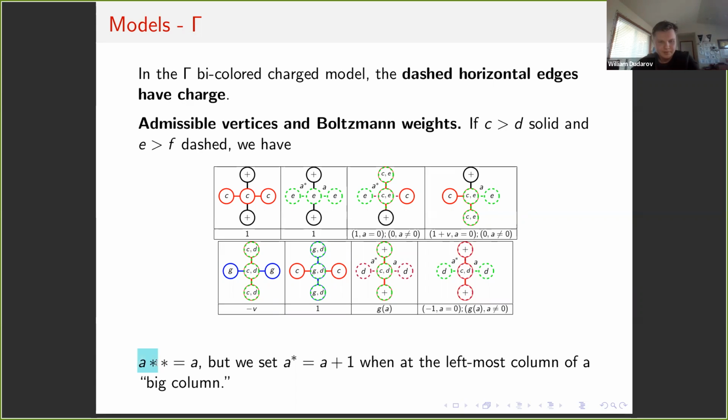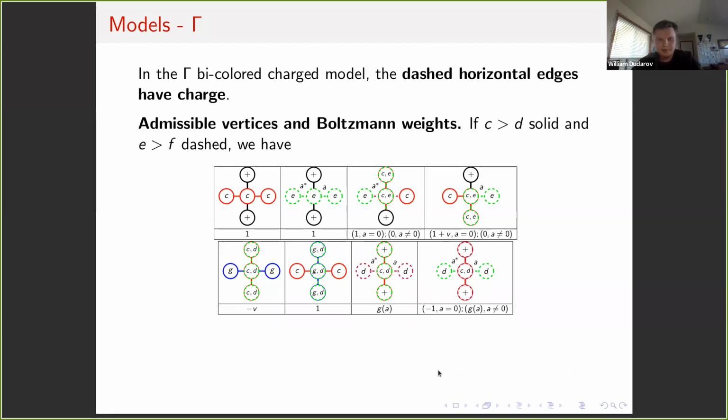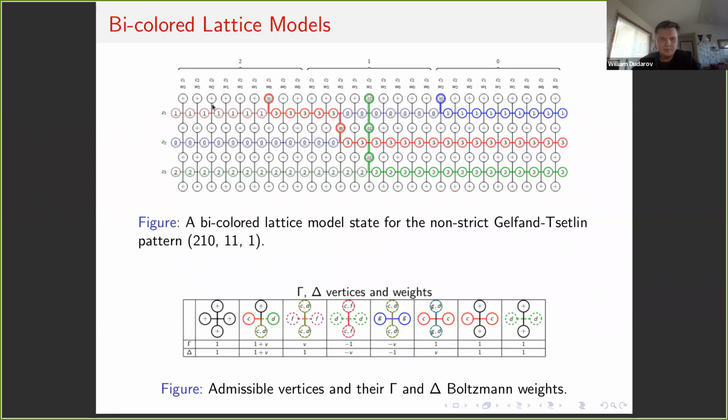Okay, so a superscript star equals A, except for one case. Here you have a superscript and an A. Those are the same unless we are at a leftmost column of a big column, being one of these big columns, where a superscript star is A plus 1 mod n. So leftmost over here, like here.